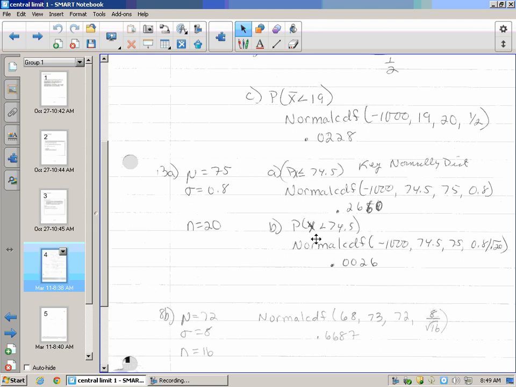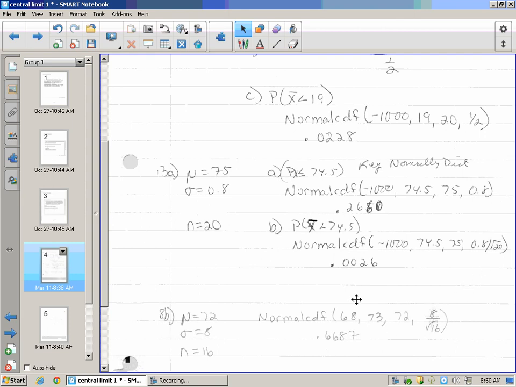But then if you look at B, they give you a sample size of 20, and now they ask you to find the mean distribution for the sample. This is why we are going to use the same thing that we did in A, but for the standard deviation, we're going to do 0.8 over the square root of 20.